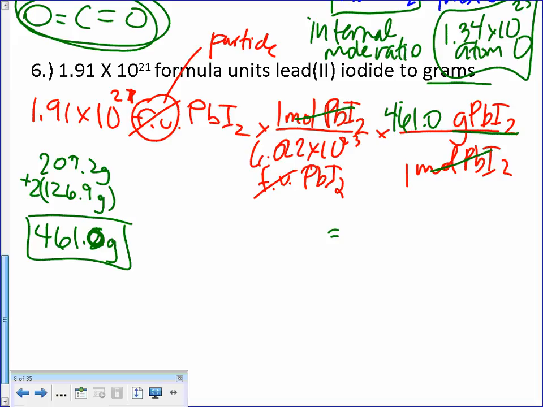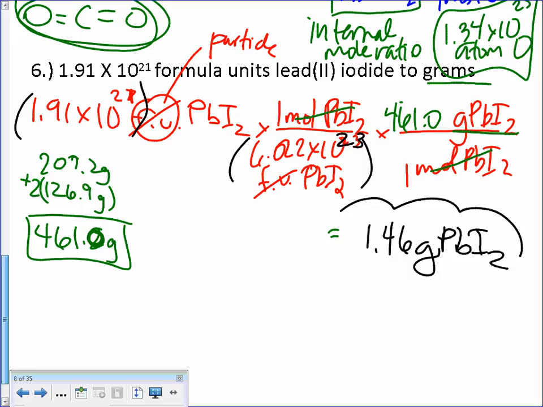So in your calculator, what are you doing? Number. Yeah. Cool. What else? Divide by parentheses 6.022 times 10 to the 23rd. And then times, because anything on top you're multiplying by, anything on bottom you're dividing by, 461. Grams of lead 2 iodide. Woo!